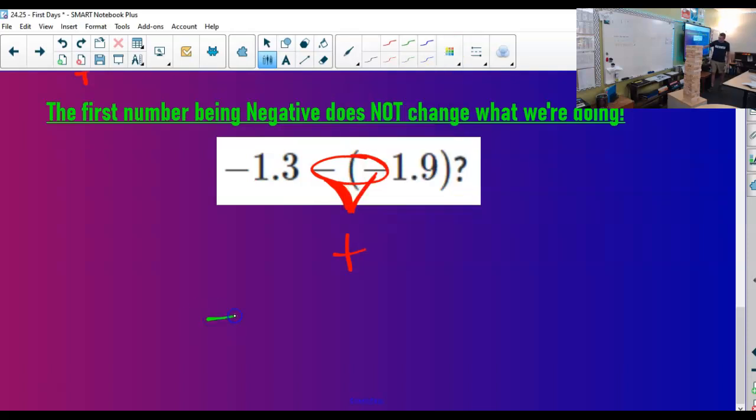So this stays negative, guys. I see some of you making this mistake on your practice. This first number, nothing happened with this negative. So negative 1.3. Now plus. Both of these got used, right? We talked yesterday about how I got to use both of those symbols to make the addition.